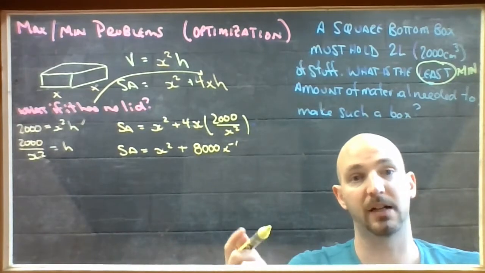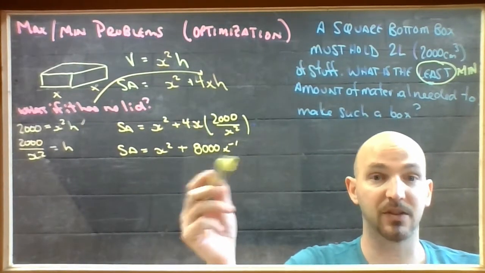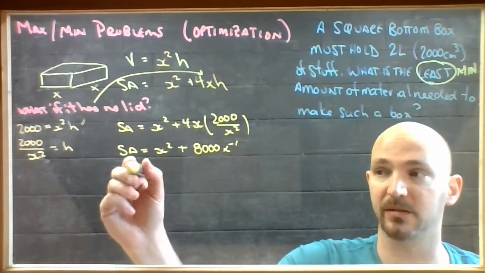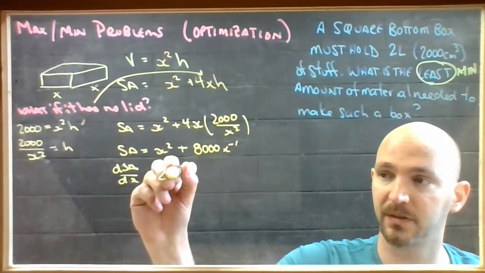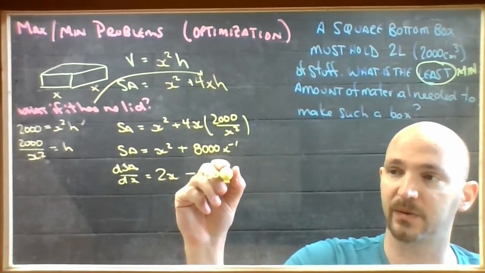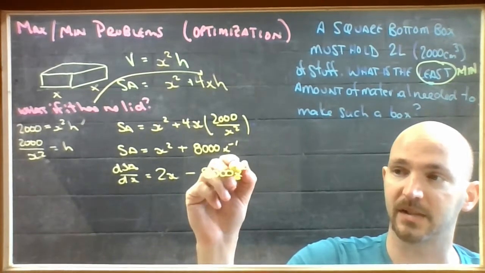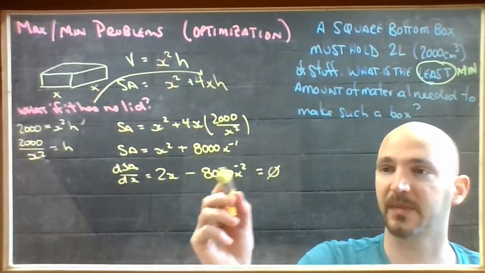All right. Again, I'm trying to minimize the amount of surface area, so I'm going to take the derivative of this thing and set it to 0, because that's how we find max-min values. The derivative of x squared is 2x minus 8,000 x to the negative 2, and I'm setting that to 0 to get a minimum. Kick this over.